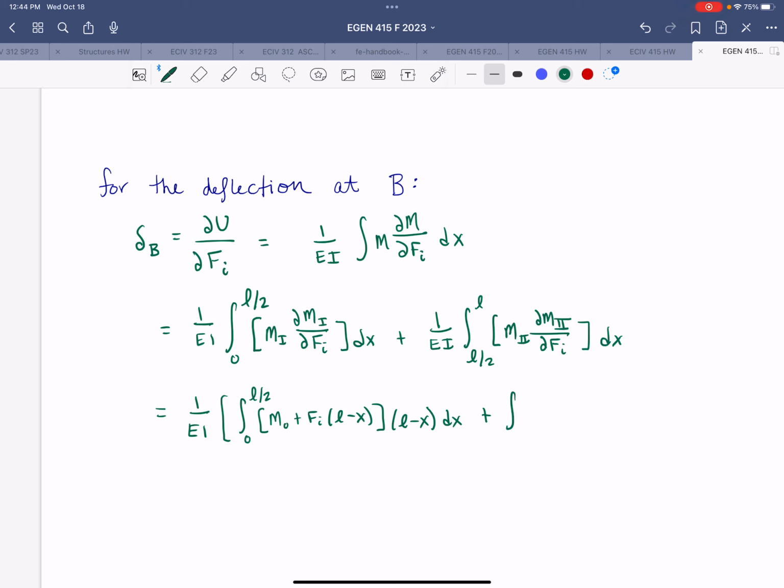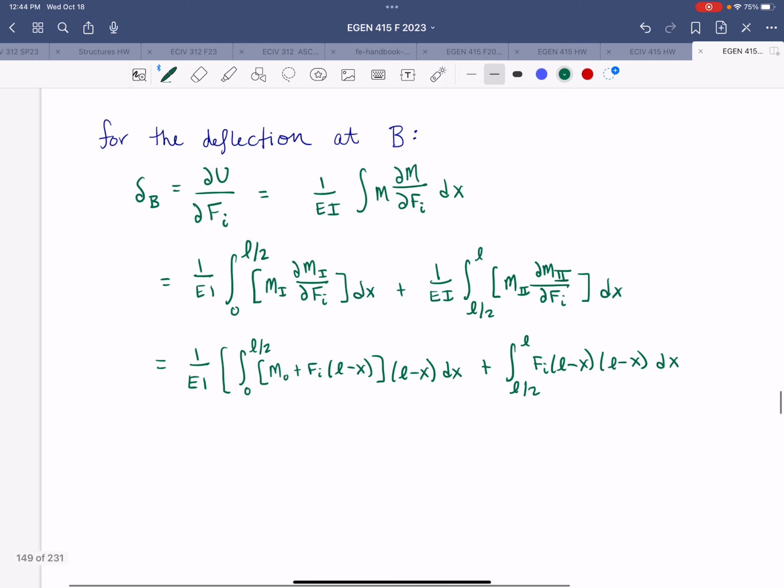And then we have our second integral from L over 2 to L. And that's just going to be Fi times (L minus x) times the partial derivative with respect to Fi, which is L minus x again. All right, so I'll note this guy here is the partial derivative of moment in region 2 with respect to Fi, just as this term here is the partial derivative of moment in region 1 with respect to Fi.